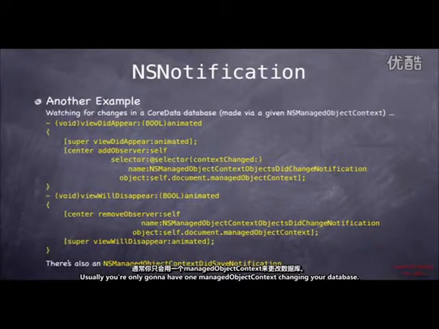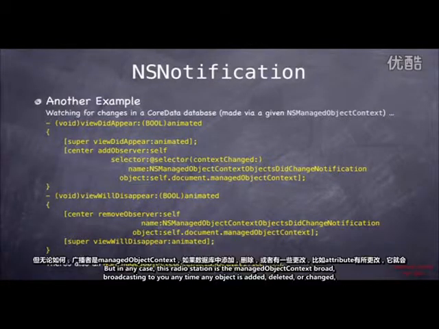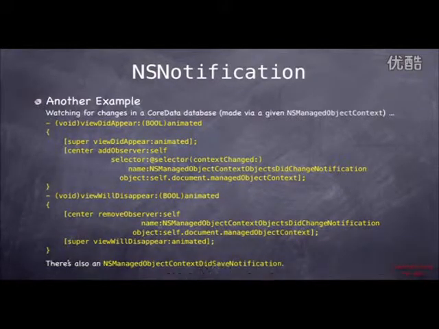Usually you're only going to have one managed object context changing your database. But in any case, this radio station is the managed object context broadcasting to you anytime any object is added, deleted, or changed, all right, its attributes are changed. So that's really useful to get. So how would you normally use this?